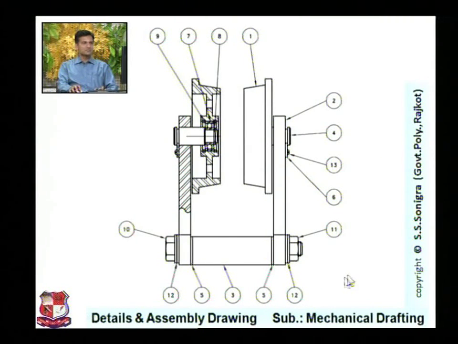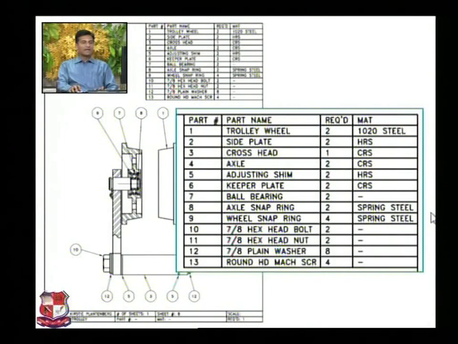These are the numbers, starting from 1, 2, 3, 4, 5, 6, 7 and so on up to 12, and this is the part list of that component. Number 1 is the trolley wheel. 2 wheels are required, so quantity 2. Material is steel.